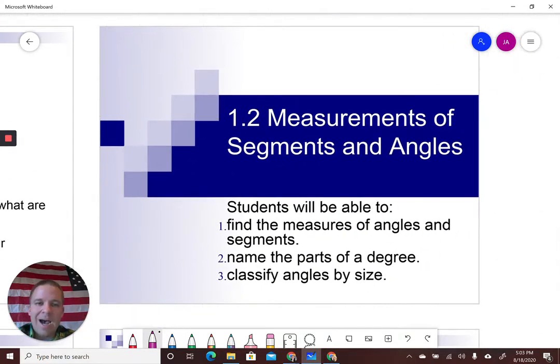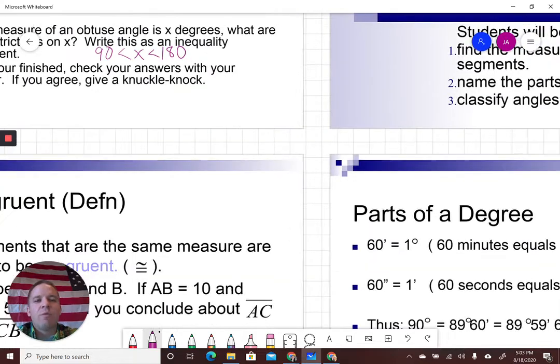So let's hop into measurements of segments and angles. My goodness, this is going to be fantastic. I can't even wait. I just want to get started.